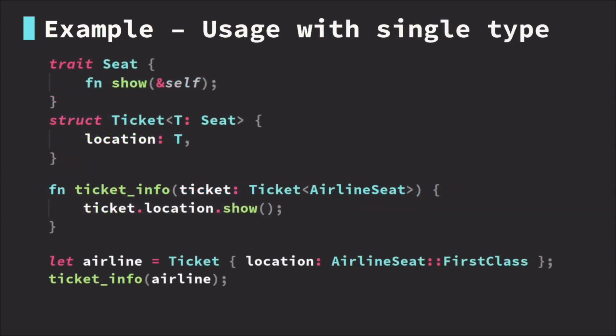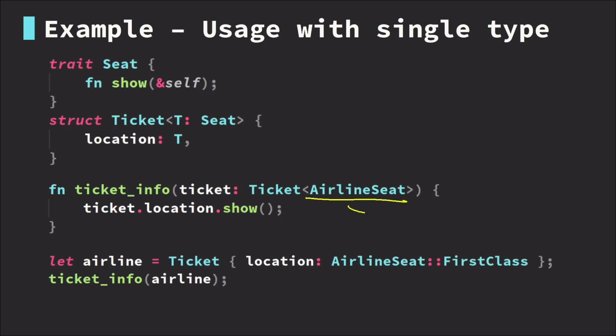Now that we have a generic structure, a trait, and some types that implement the trait, we can utilize the generic structure in a program. Our traits and our generic structure are here at the top for reference. In our program, we have a regular non-generic function named ticketInfo that accepts a ticket structure as a function parameter. We always need to specify the type of ticket since we're working with a generic structure, and the type for this specific function is an airline seat.